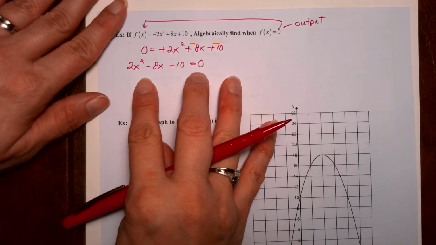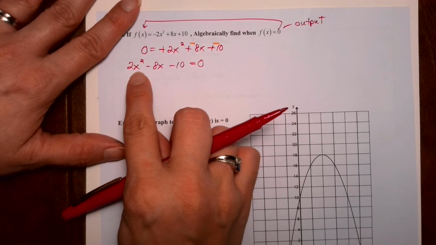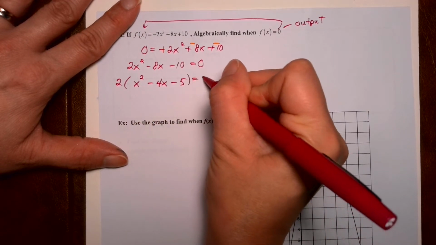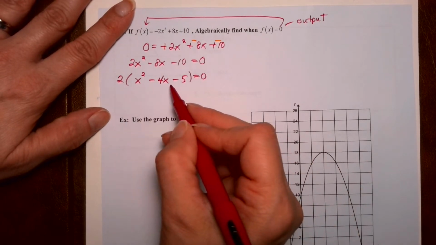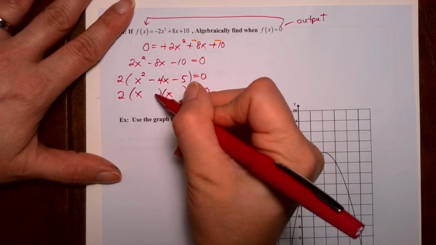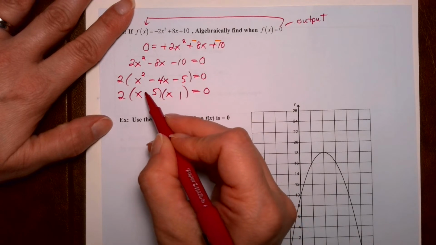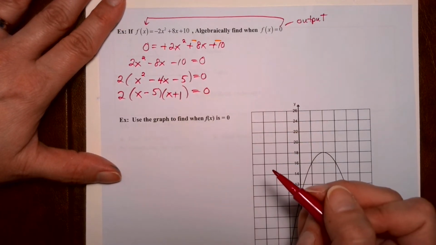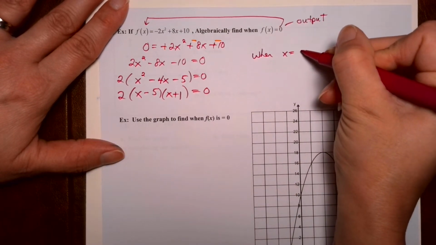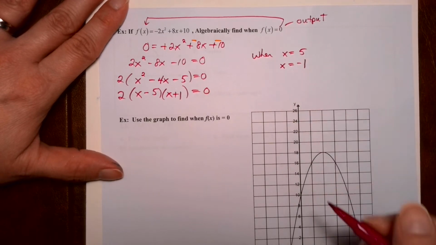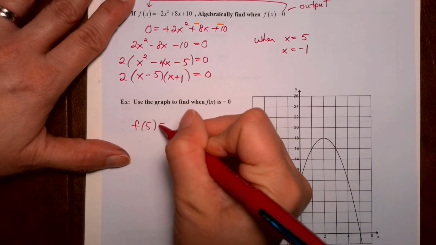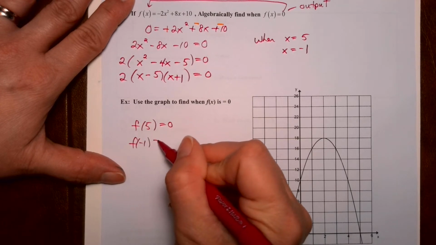We still have to factor. The quadratic equation has two solutions. Let's factor out the 2 first. Remember, whenever you do factoring, take out the GCF first. Now this is a nice, easy factoring problem with x and x. The only way to make a 5 is a 5 and a 1. And the 5 is going to get the negative, 1 is going to get the positive. So when does f of x equal 0? When x is equal to 5 and when x is equal to negative 1. We could also say f of 5 makes a 0, f of negative 1 makes a 0.